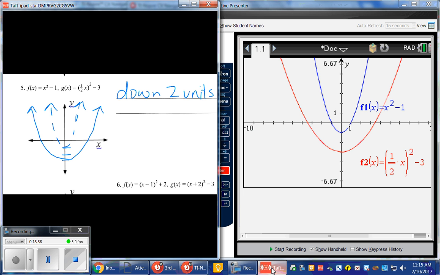So where is that 1/2? Is it inside or outside of my parentheses? Inside, right? That 1/2 is inside the parentheses. So that's a horizontal stretch, is what we're going to call it. Horizontal stretch.